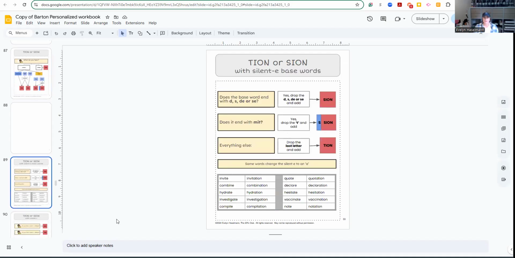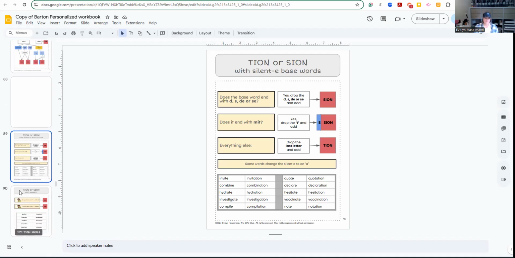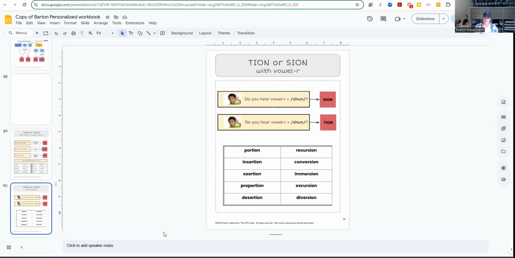And then this is the level 6 page. So this is what you would use with silent E. The only time that we drop and use the SION is after letter D, letter S, DE, SE, after MIT. That's it for that one. Otherwise, you're going to use TION. There's a little word bank for you at the bottom here. And then again, after vowel R, so this is level 7. That's the easiest of them all.